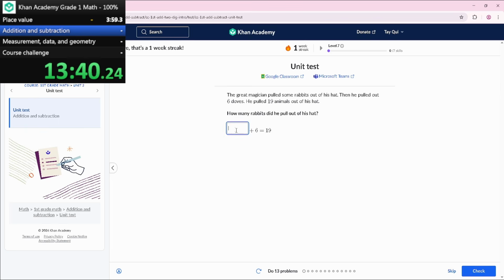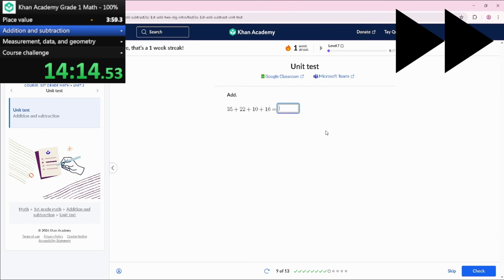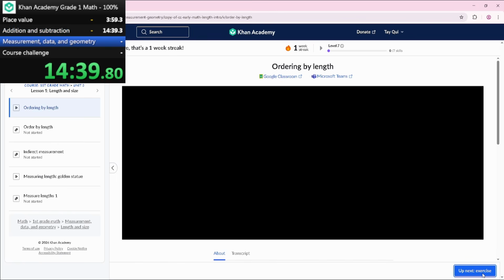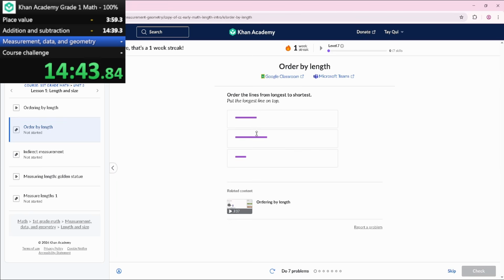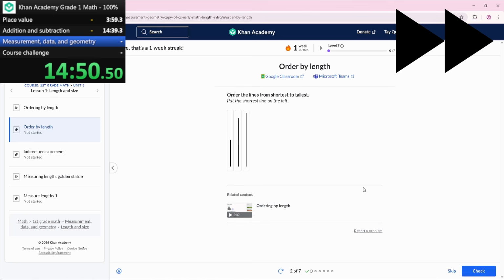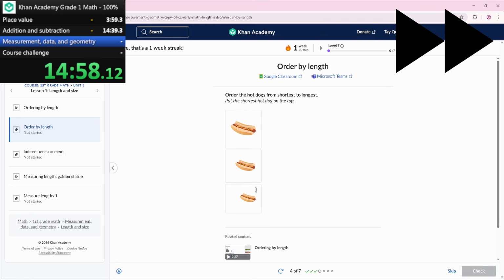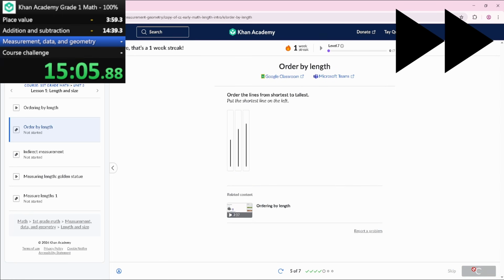Now the unit test. It wasn't so bad, and I finished the split at 1439. And now we're on to the final unit, measurement, data, and geometry. It first asked me to rearrange these objects in order of height, and it was easy, or so I thought.